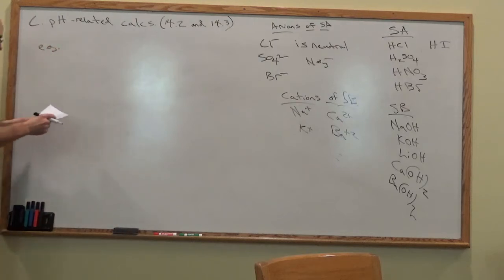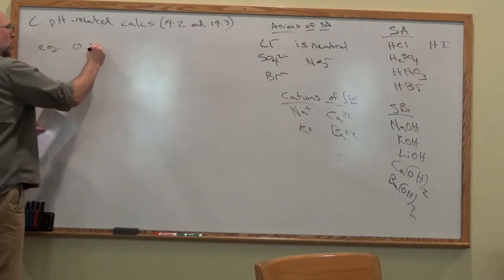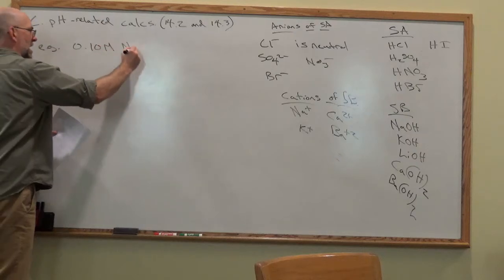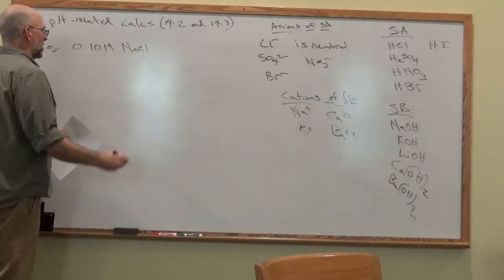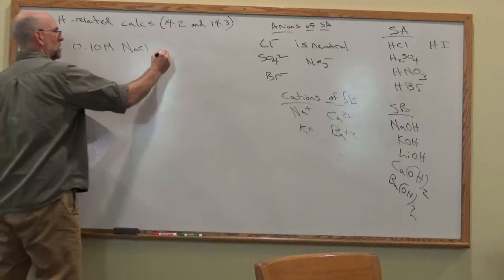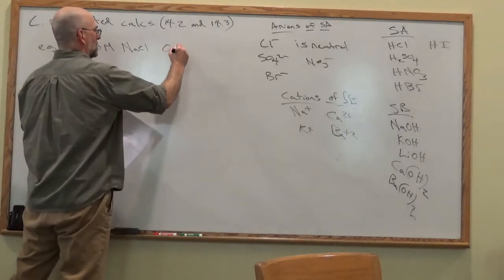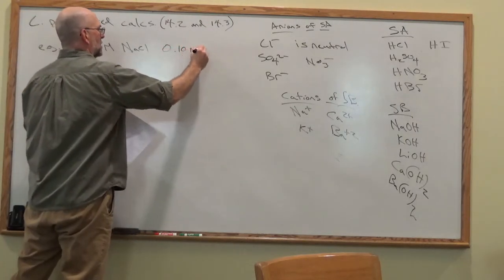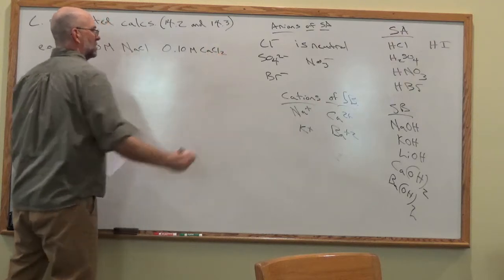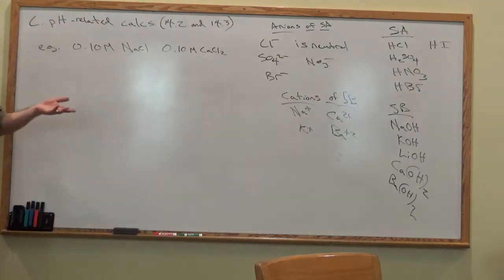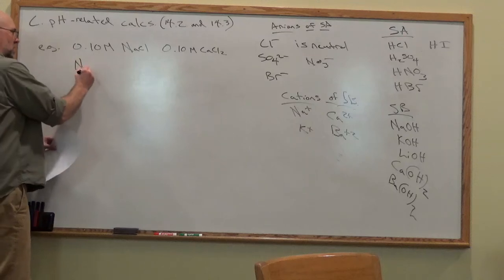So what if you see 0.10 molar NaCl on the side of the bottle, or 0.10 molar CaCl2? And you're asked to determine the pH. Well, what does that mean?